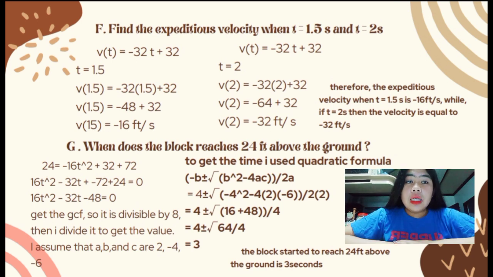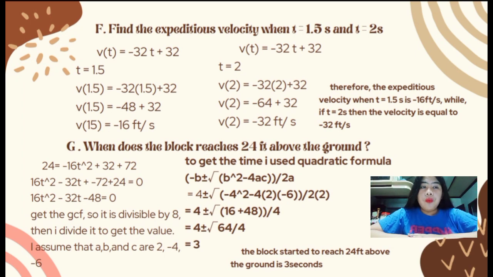Last question, letter G. When does the block reach 24 feet above the ground? So, the position is equal to 24. 24 is equal to negative 16t squared plus 32t plus 72. So, we need to transpose it. 16t squared minus 32t minus 72 plus 24 is equal to 0. The answer is 16t squared minus 32t minus 48 is equal to 0.